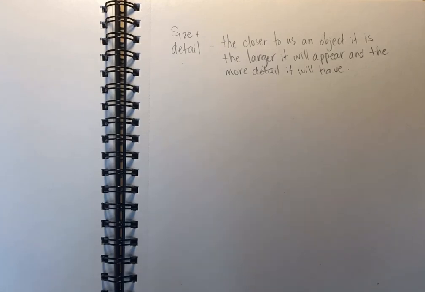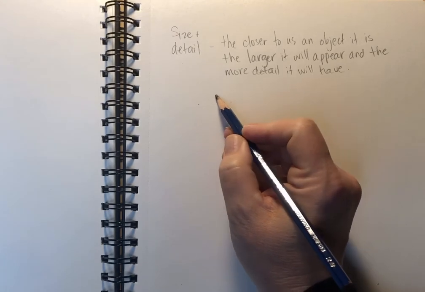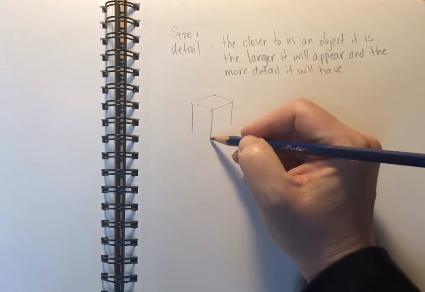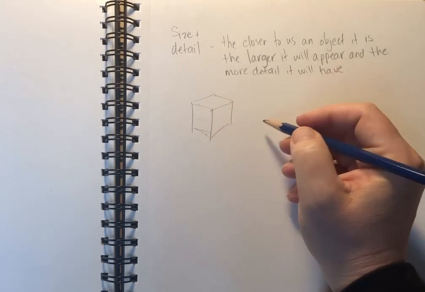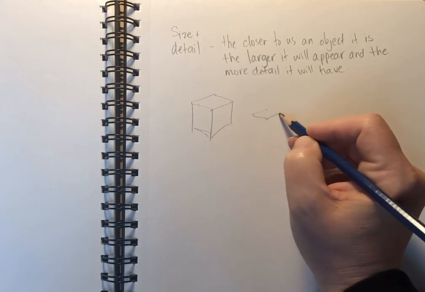So sometimes when people first start drawing, they might do, you know, a large cube, and then they're going to draw a smaller one.